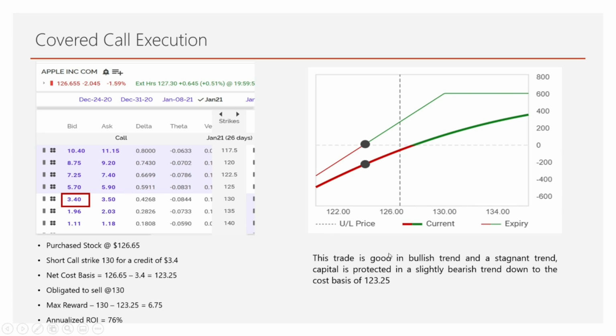This trade is good in a bullish trend and a stagnant trend. Capital is protected in a slightly bearish trend, down to the cost basis of 123.25. If it goes below 123.25, then I'll be facing a loss when I sell the share.